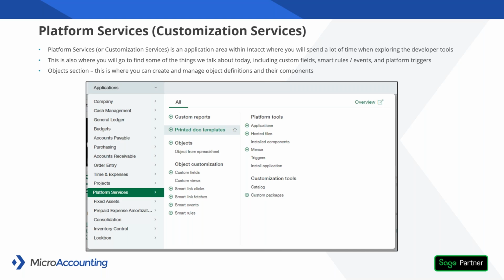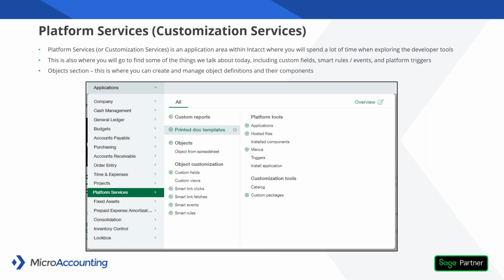That's where you can create and manage object definitions and their components. And what that means, and this is important to go over from the get-go, is that a lot of the different customizations, smart events and smart rules run based on what the system refers to as an object. So an object is going to be something like an AP bill or a GL journal entry.